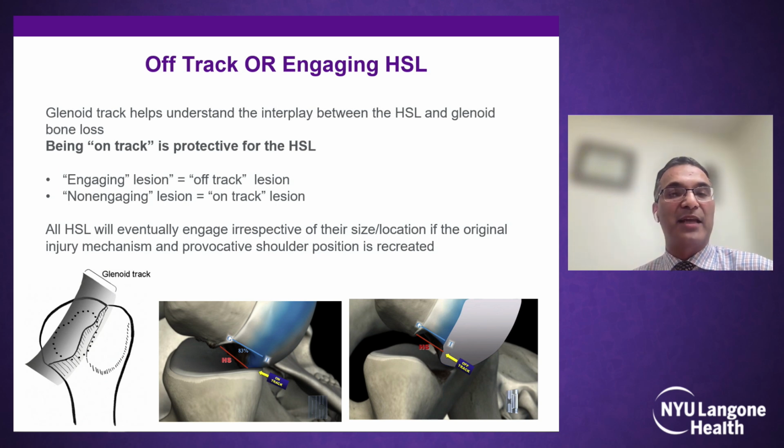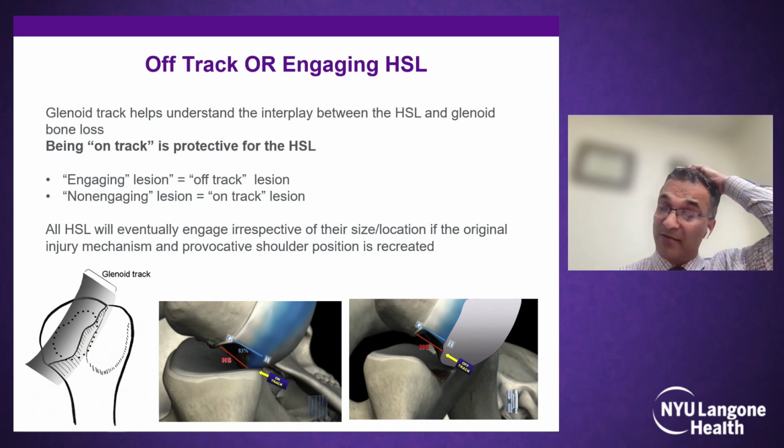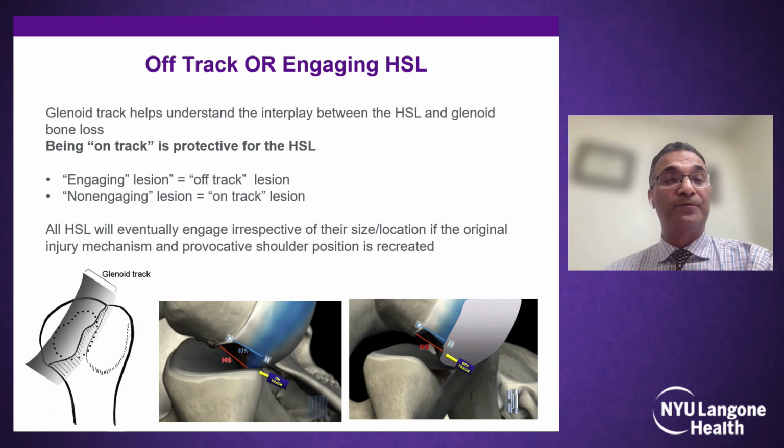Now, if this Hill-Sachs lesion, which is the dotted line, is on this track, it is less likely to engage with routine activities of daily living and abduction and external rotation. But if this Hill-Sachs lesion starts moving off the glenoid track, it is going to engage and dislocate. But all Hill-Sachs lesions will eventually engage irrespective of their size and location if the original injury mechanism and the provocative shoulder position is created, because the Hill-Sachs lesion was created as a part of instability.